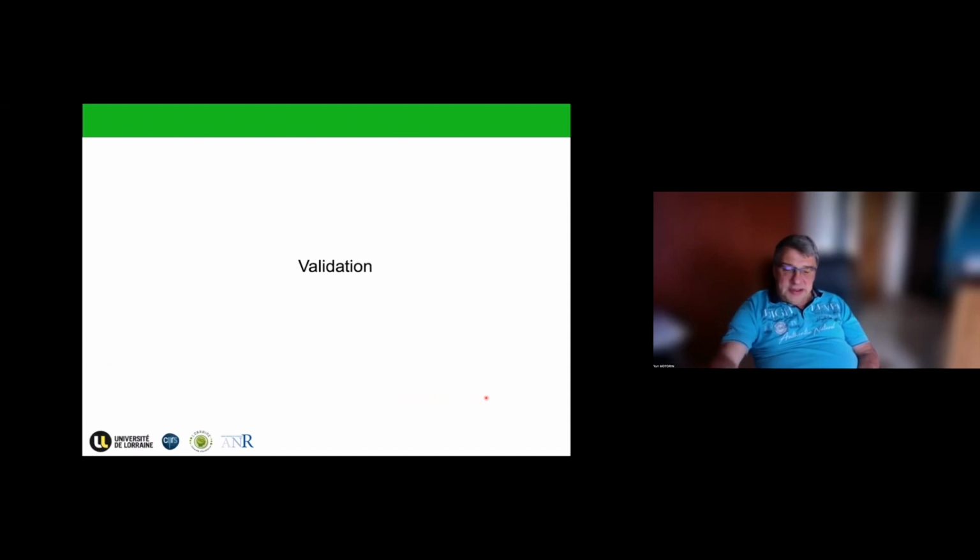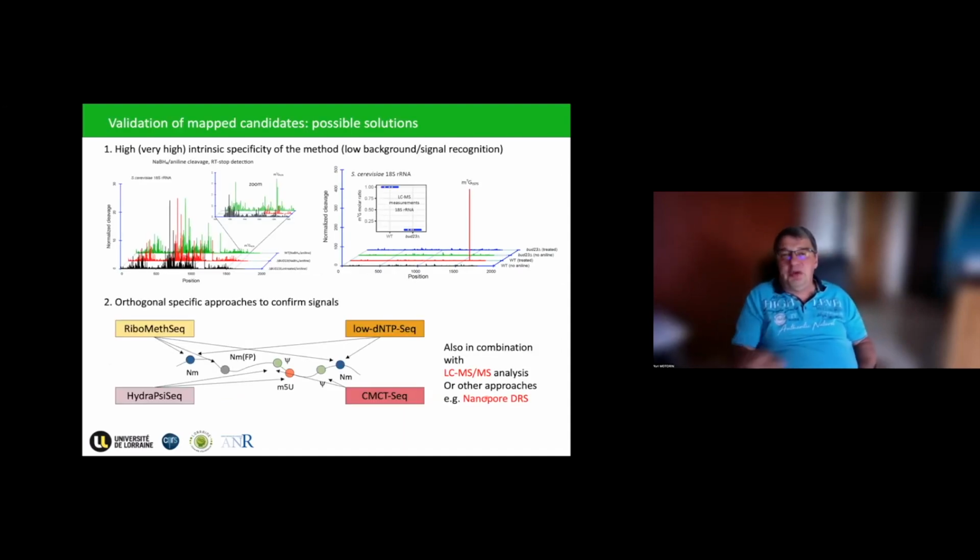So I will just talk a little bit about the validation problem, which is a major problem in the field. Of course, it would be great to have a very high intrinsic specificity of the method. Of course, when you have this type of profile, it's very difficult to validate something, because there is a lot of background and a lot of parasite signals which are not resulting from modification. Of course, we would prefer this type of picture, but it's not always possible. Here we have really very good enrichment of the N+1 nucleotide to modification, which is not always the case.